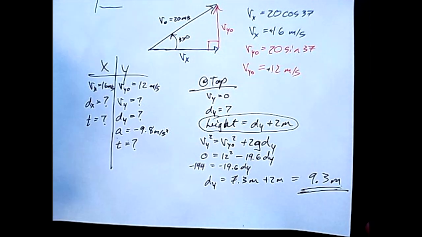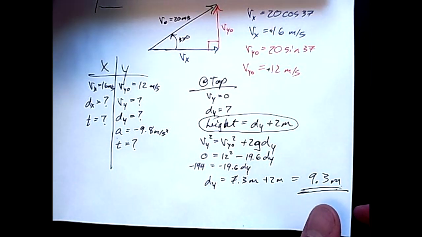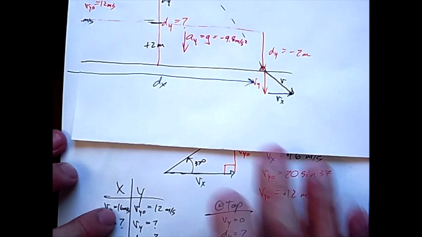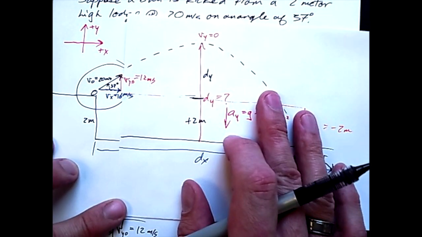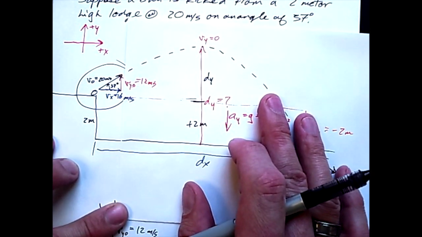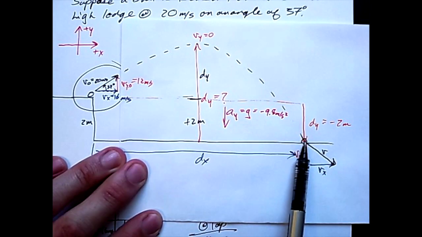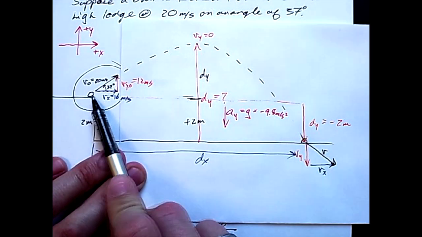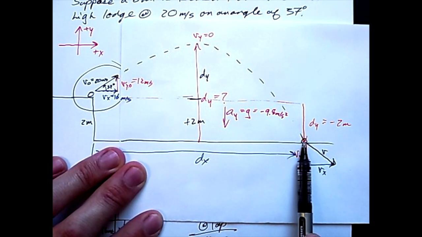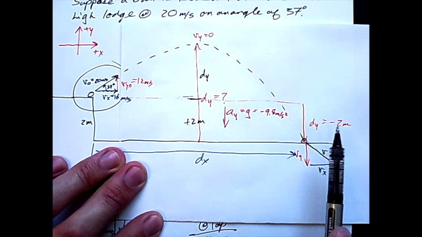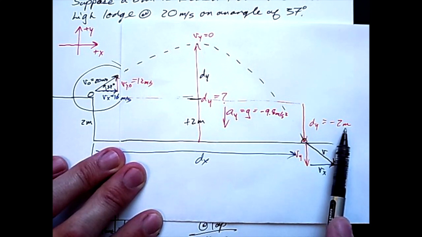Moving from that on to the second question, for how long it's in the air. If I take a look again at this original diagram that I had, here is the final position. I know that from my starting position to my final position, dy is actually a negative 2 displacement.